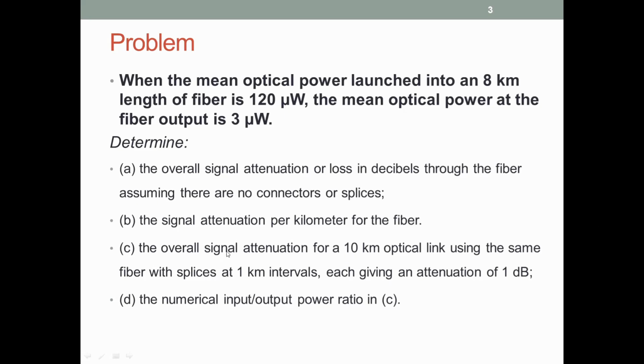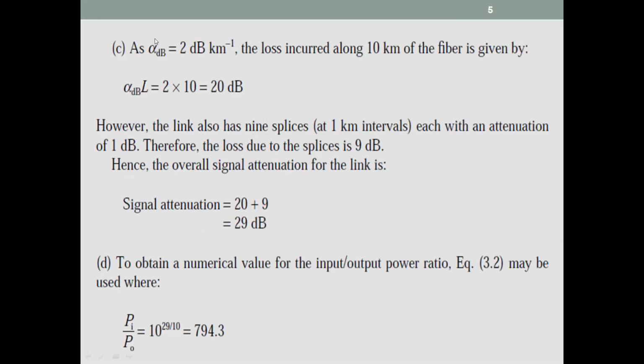Similarly, you have a 10 kilometer link and splices at 1 kilometer intervals, and every splice is going to add an attenuation of 1 dB. So I hope that gives a clear picture. So alpha is 2 dB per kilometer. This is the attenuation per kilometer. How many kilometers are there? 10. So 2 into 10 will be alpha L, so alpha L is equal to 20 dB. Now once alpha L is 20 dB, you need to also consider the 9 intervals where it produces 1 dB every interval. So you have 9 into 1, which is equal to 9, added with 20.